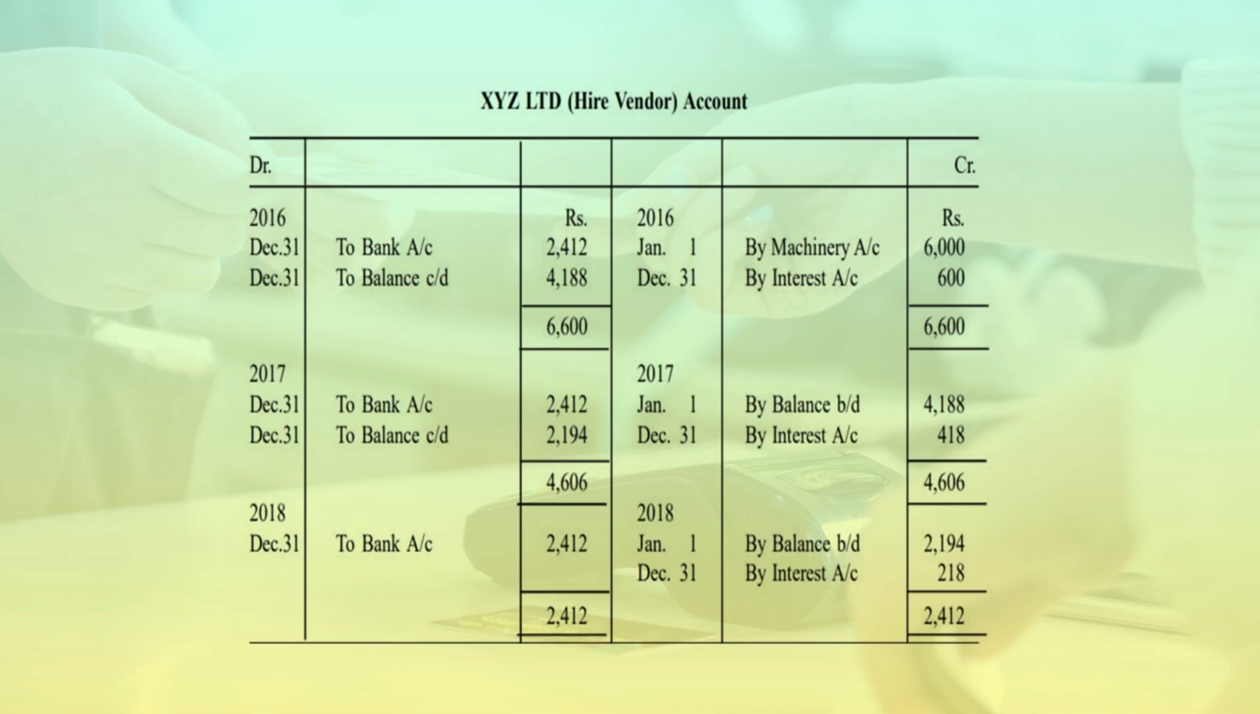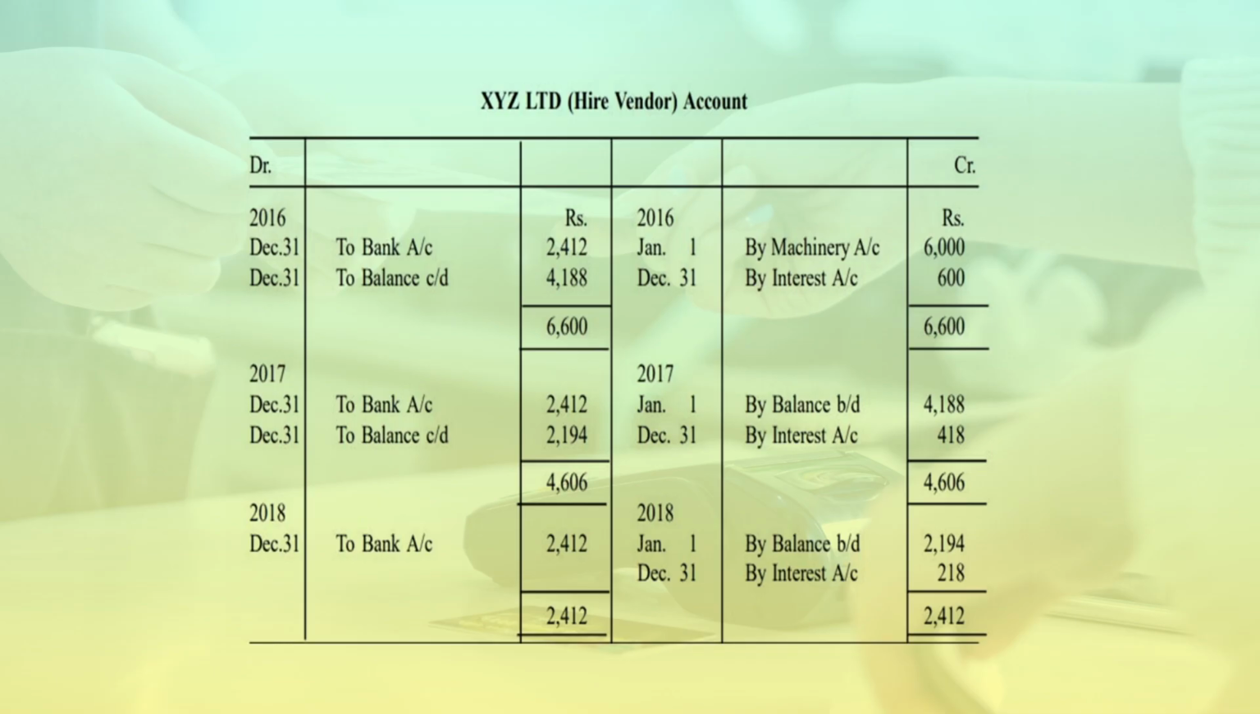So, we made the entry interest account debit to hire vendor. So, by interest 600. So, the total is 6,600, and here at the end of the first year, to balance carried down. This is the difference between the credit side and debit side, 4,188. So, the total is 6,600. Now, in the beginning of the next year we will bring down this balance, by balance brought down 4,188. So, again by interest 418 rupees.